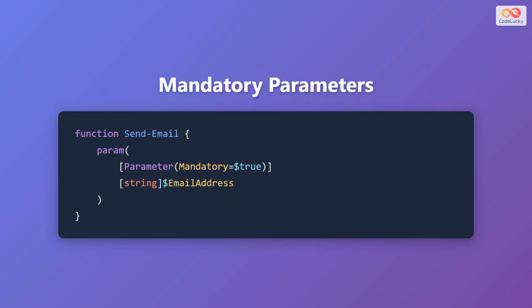For critical parameters that must always be provided, you can make them mandatory. This is done using the Parameter attribute with Mandatory equals $true. In this example, the EmailAddress parameter is marked as mandatory. If someone tries to call the Send-Email function without providing an email address, PowerShell will prompt them to enter one before the function executes. This ensures your function always has the data it needs to work correctly. Mandatory parameters are essential for functions that cannot operate without certain information.